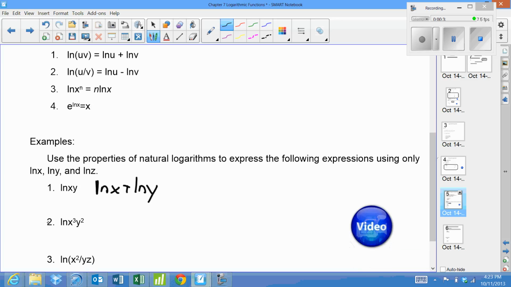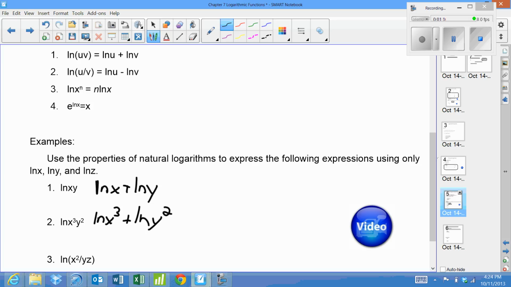The next one here, we've got natural log of x to the third times y squared. This one is a complex problem because we've got two different sets of operations going on. We're multiplying an x and a y. We're also taking them to an exponent. So our first thing we want to do is break up our multiplication, which would be the same rule as we did for number 1. So we can break that up into natural log of x to the third plus natural log of y squared. So all I did was the exact same thing I did in the equation above. I just broke up our multiplication.